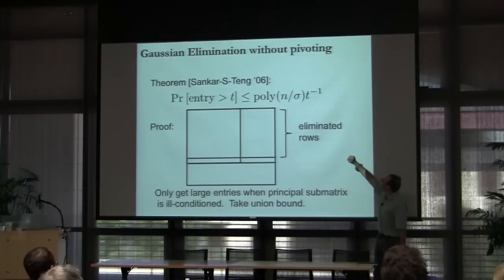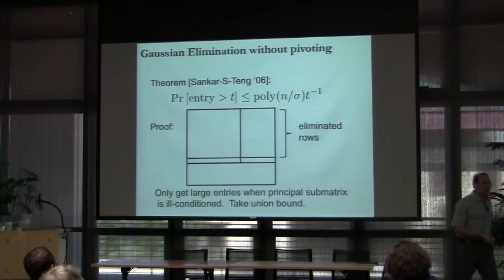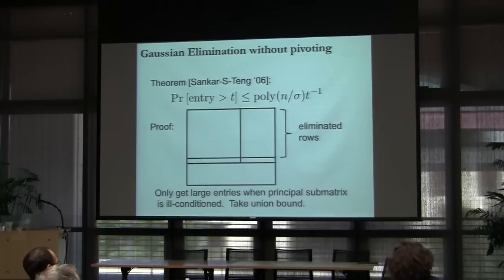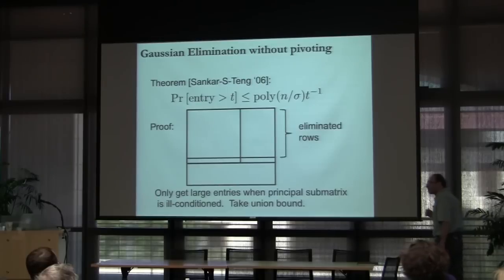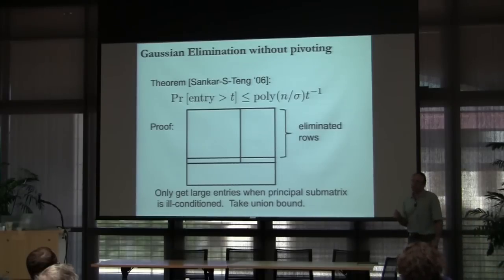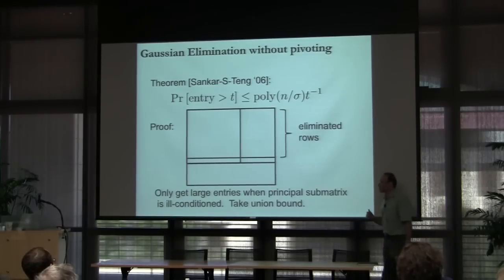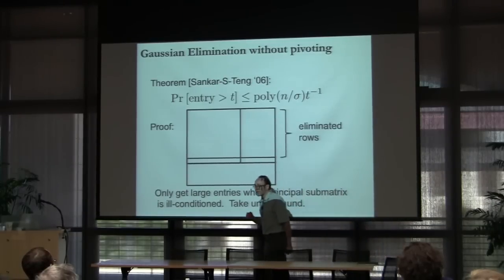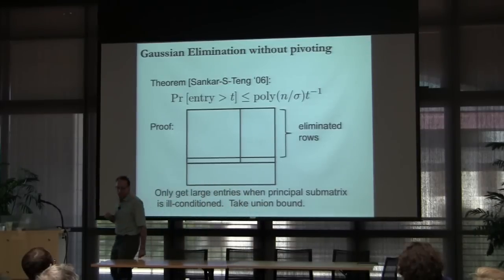Now, whether or not that's good or bad depends on your perspective. It says the probability of getting an entry like 10 to the 8th might be 1 over 10 to the 8th. So why is this a problem for us? Well, you don't always keep 10 to the 8th in accuracy. You don't keep 10 to the 14th. But maybe the problems where this is a problem aren't, say, perturbed.